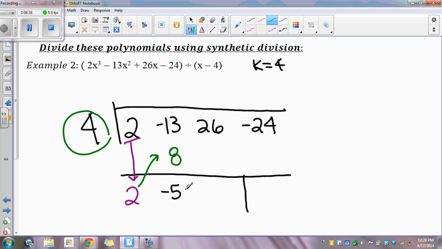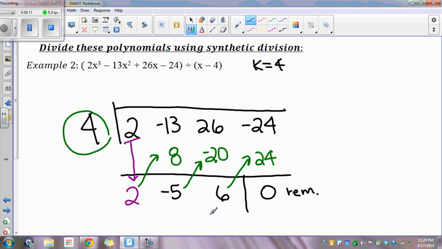Once again, another diagonal arrow. Multiply by k. Negative 5 times k, which is 4, so negative 20. And when you add up the column, you'll have a positive 6. Last one, 6 times 4 is positive 24. And so you'll see that the minus 24 and the positive 24 result in 0 as a remainder.